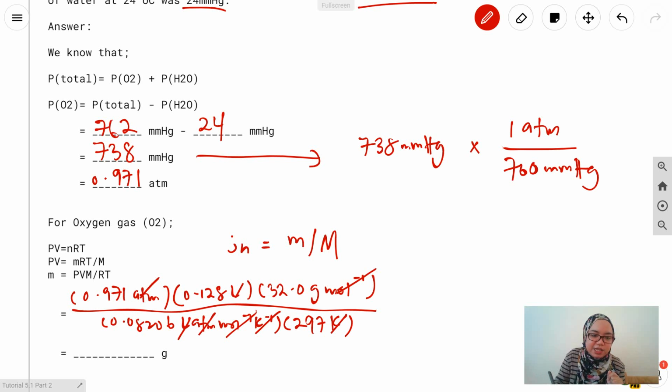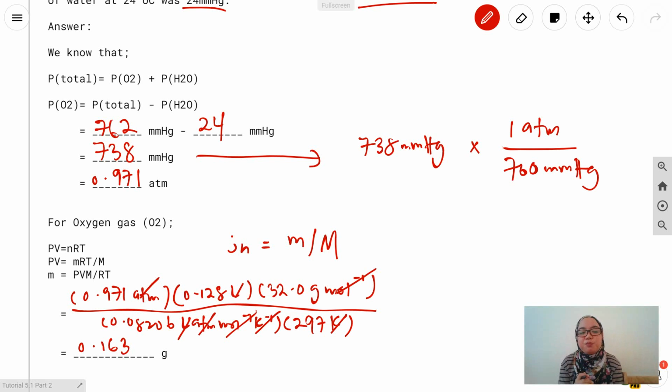So how many grams will we get? Multiply 0.971 times 0.128 times 32 grams, divide by 0.08206 times 297 Kelvin. We will get the mass of oxygen, 0.163 gram. So this is how you find the mass of oxygen.